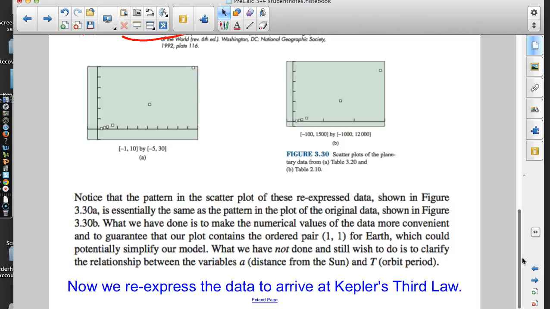So it says, notice that the pattern in the scatter plot of the re-expressed data is essentially the same as the pattern in the plot of the original data. What we've done is just make the numerical values of the data more convenient.